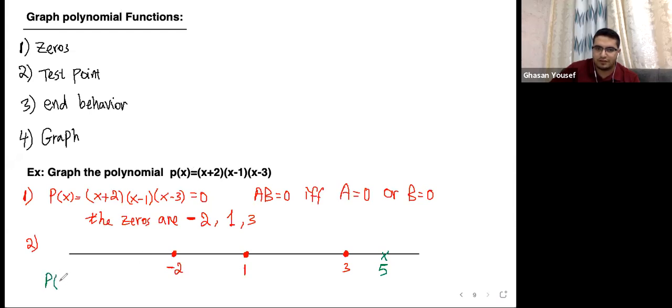B of 5 equals 5 plus 2 is 7, right? So it will be positive. 5 minus 1 is 4, positive. 5 minus 3 is what? 2. So positive.